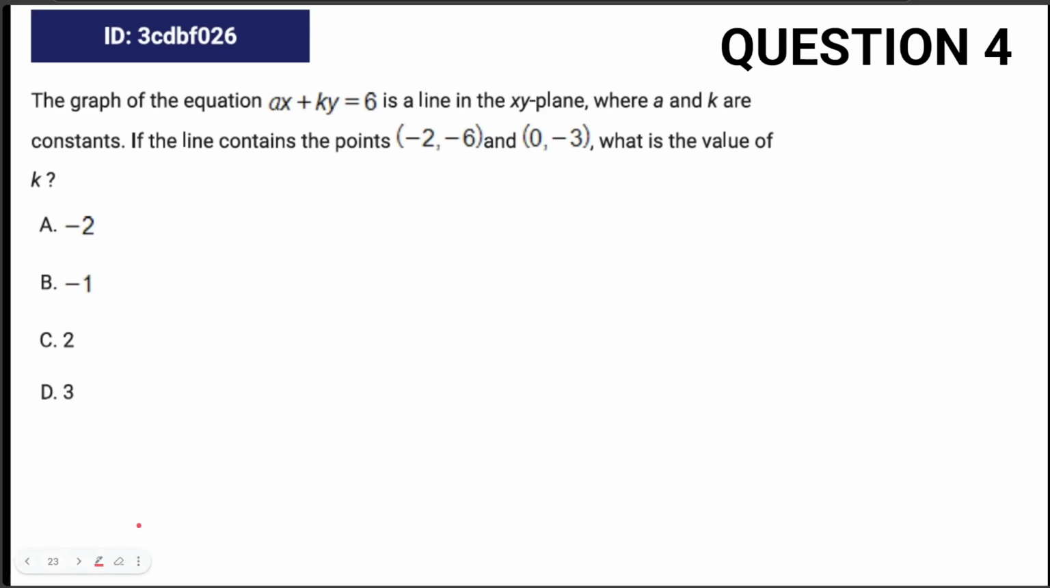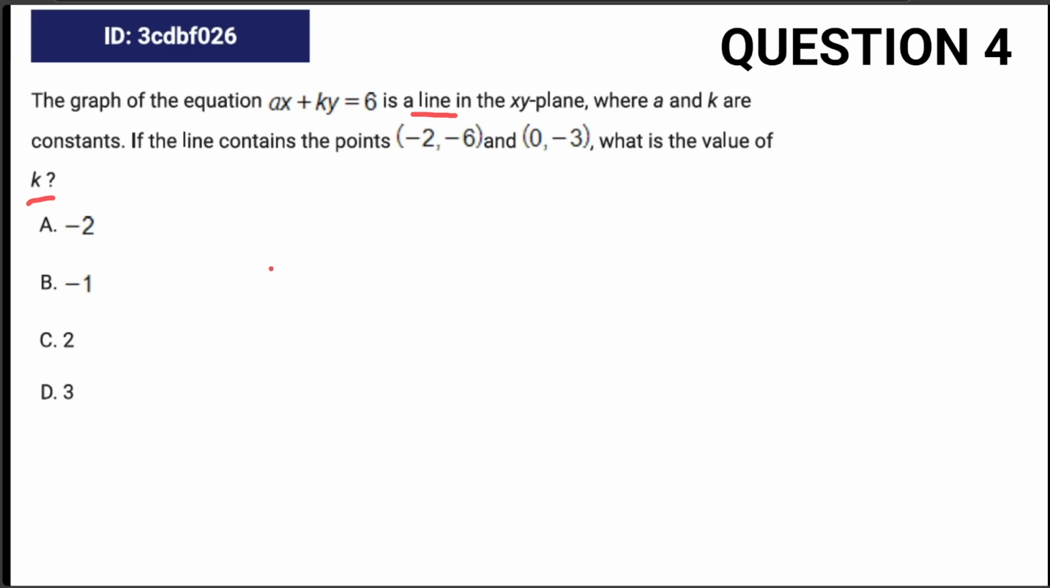Okay, we have the graph of this equation here. It is a line in the xy plane where a and k are constants. If the line contains these 2 points, what is the value of k? There's 2 main ways to do this. We can do it algebraically or with Desmos.